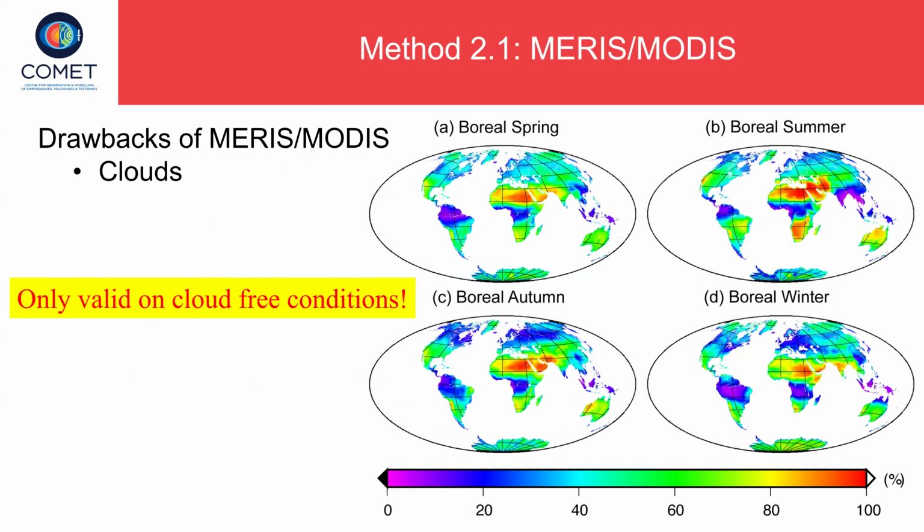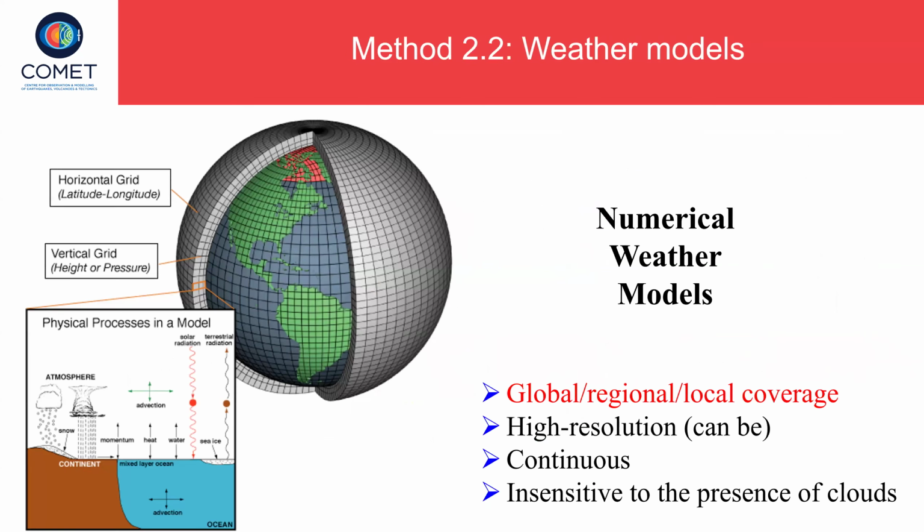So this is one drawback. And also, if there are clouds above your study area, your area of interest, there will be no observations at all, because all the observations will be reflected by the cloud. So it will not reach the ground. So there will be no observations if there are clouds. So it is only valid in cloud-free conditions. This is a limitation. Another data we can use is the numerical weather models.